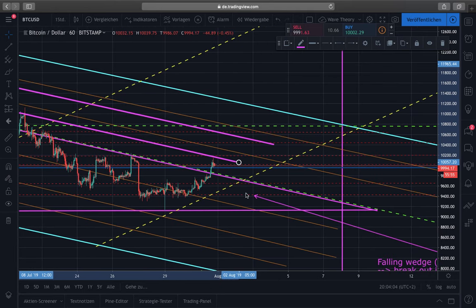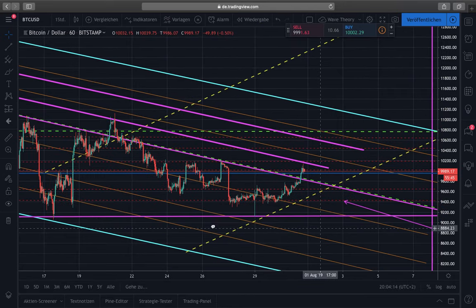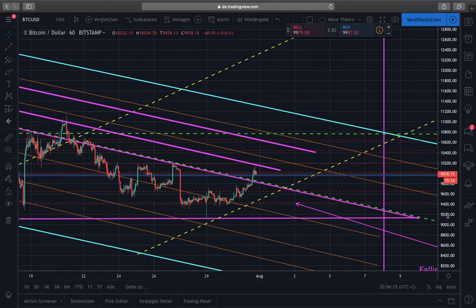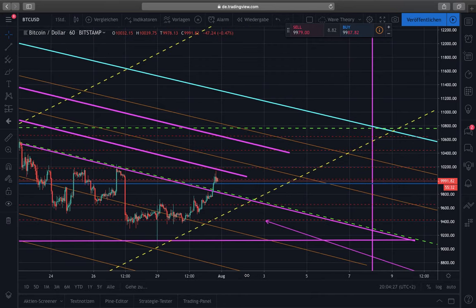It's also possible that we come down. I'm not saying we're not coming down. If we come down, I think we fall back into this falling wedge and then come down and test this level again like we did there. All right, so come down and test the $9,100 level again and then move up. So it's also very likely. So you can do that.